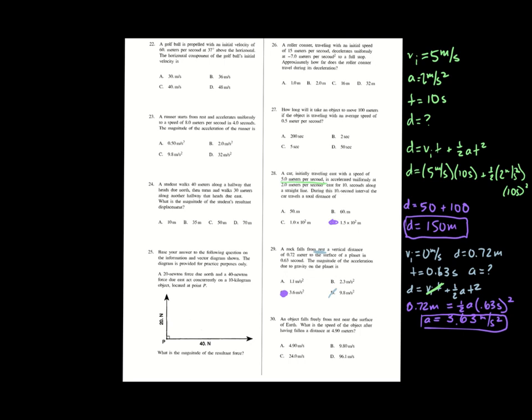Alright. Number 30. An object falls freely from rest near the surface of Earth. So when they say it's on Earth, that means we use 9.81 this time. So I'm going to do this on the other side of the paper. It falls freely from rest, starts at rest. Now we're on Earth, so we can use 9.81 meters per second squared after having fallen a distance of 4.9 meters. What is the speed after that? So we're looking for VF.